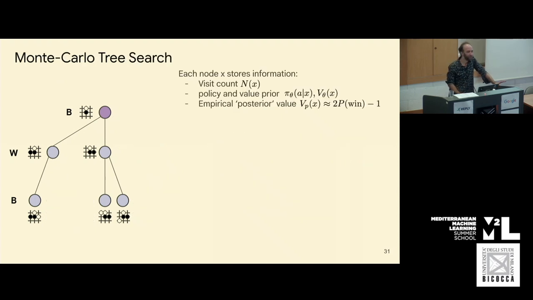All right, so how does Monte Carlo tree search work? How much time do I have? I have some time to explain MCTS.